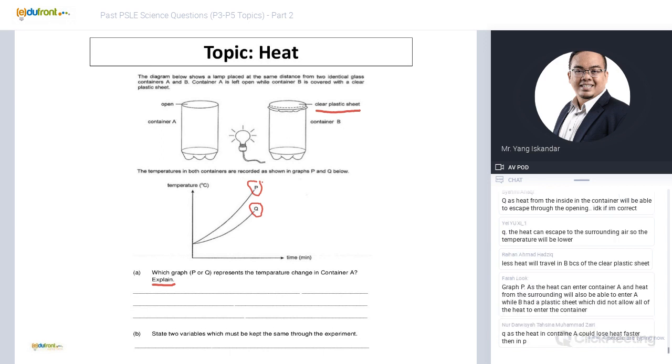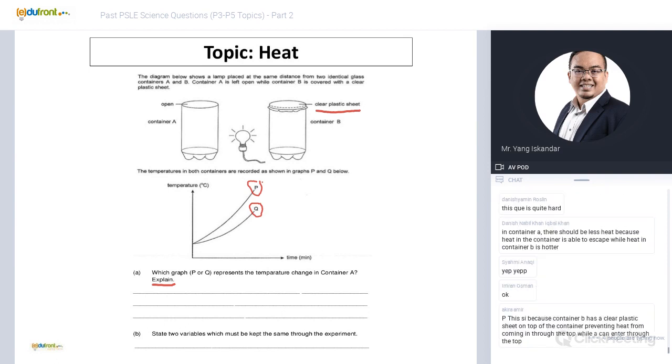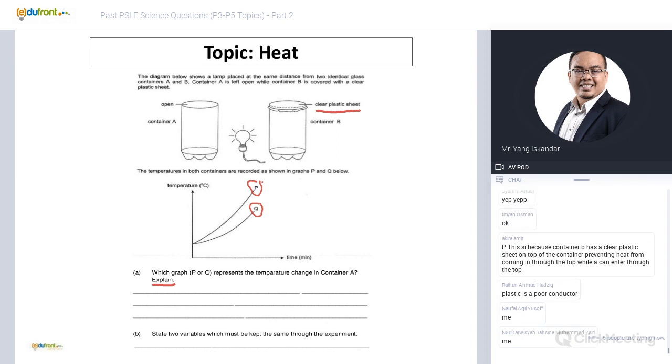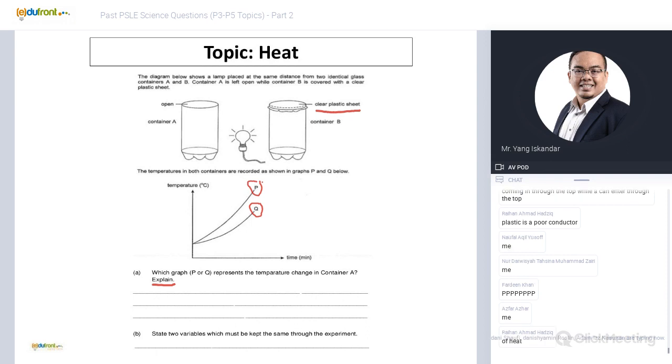Okay, now let's start with the discussion. Is everybody okay? So it seems that half of you say Q, half of you say P as the answer. All right. Anybody IDK? Don't know. Plastic is a poor conductor. Okay, now remember this is a past PSLE question. All right. Let's analyze. First, the difference. The main difference is there's a presence of clear plastic sheet in this situation here in container B.